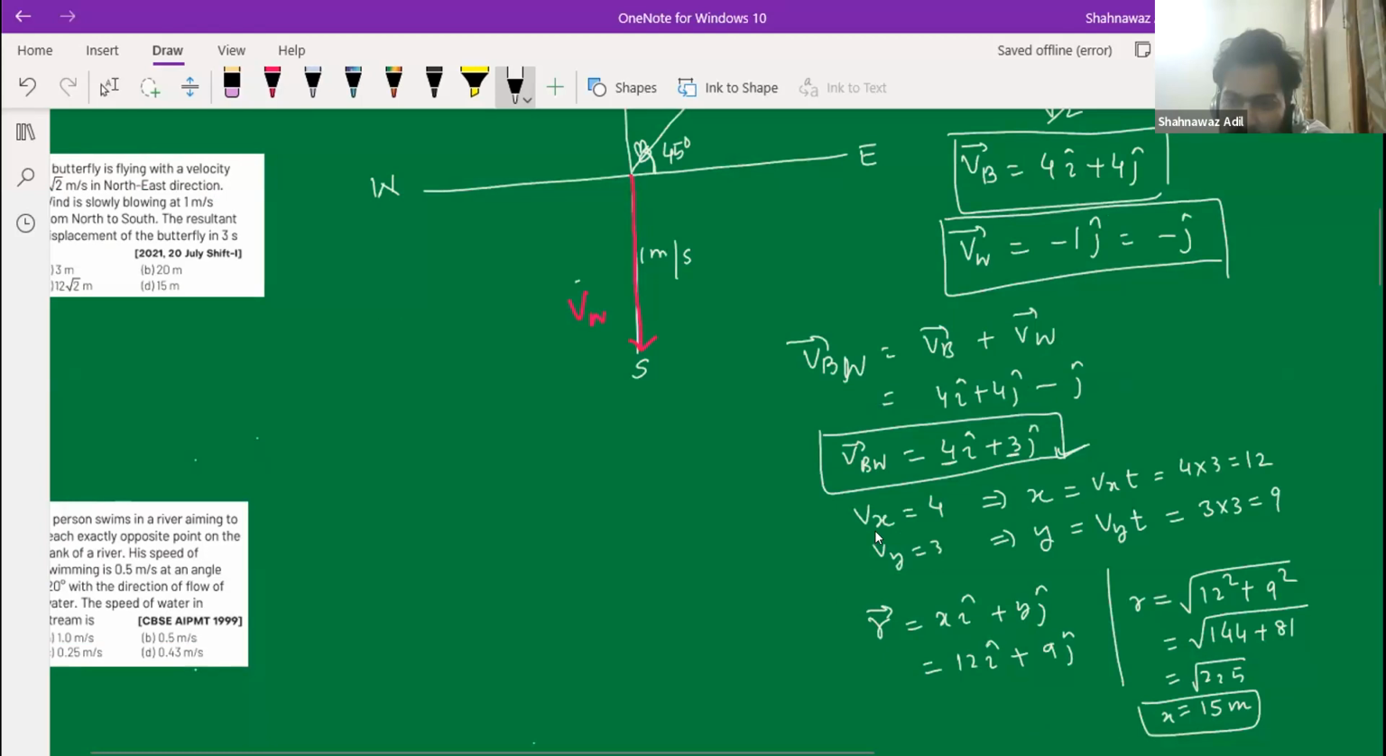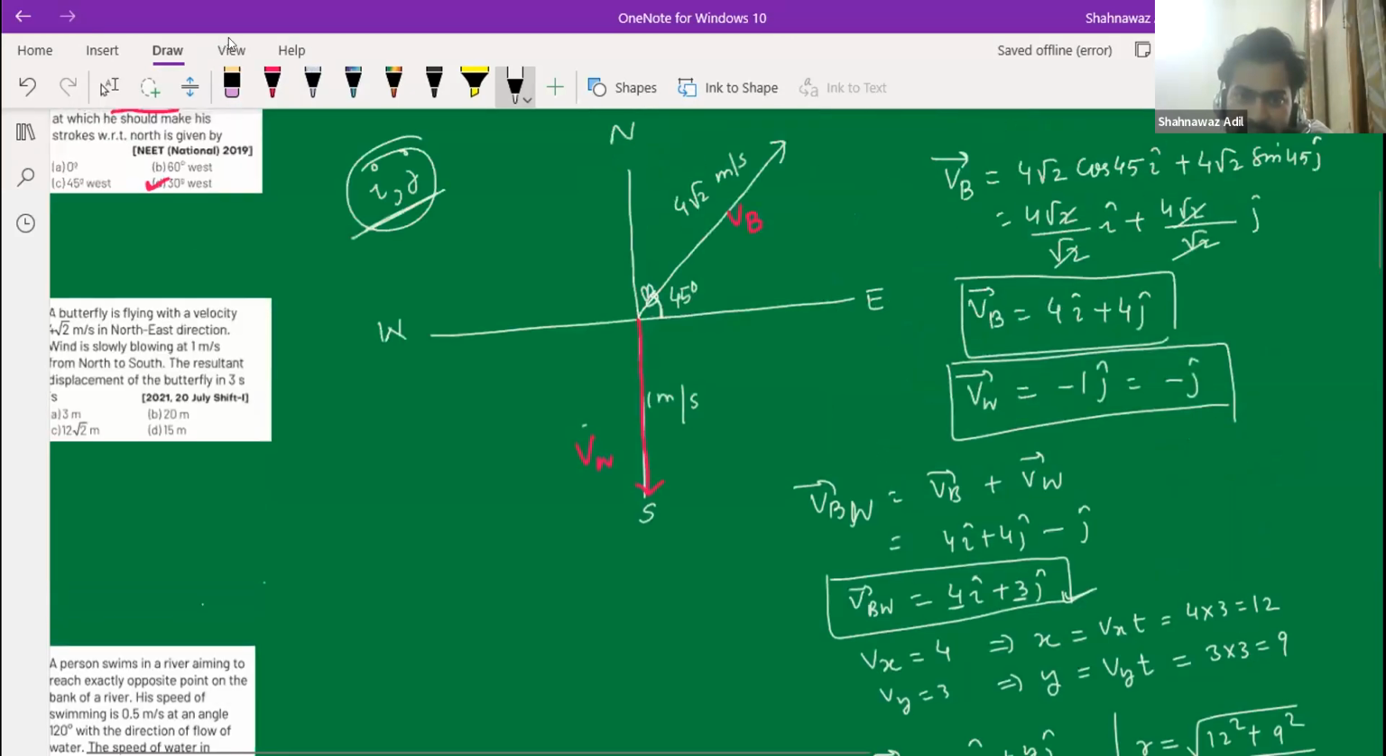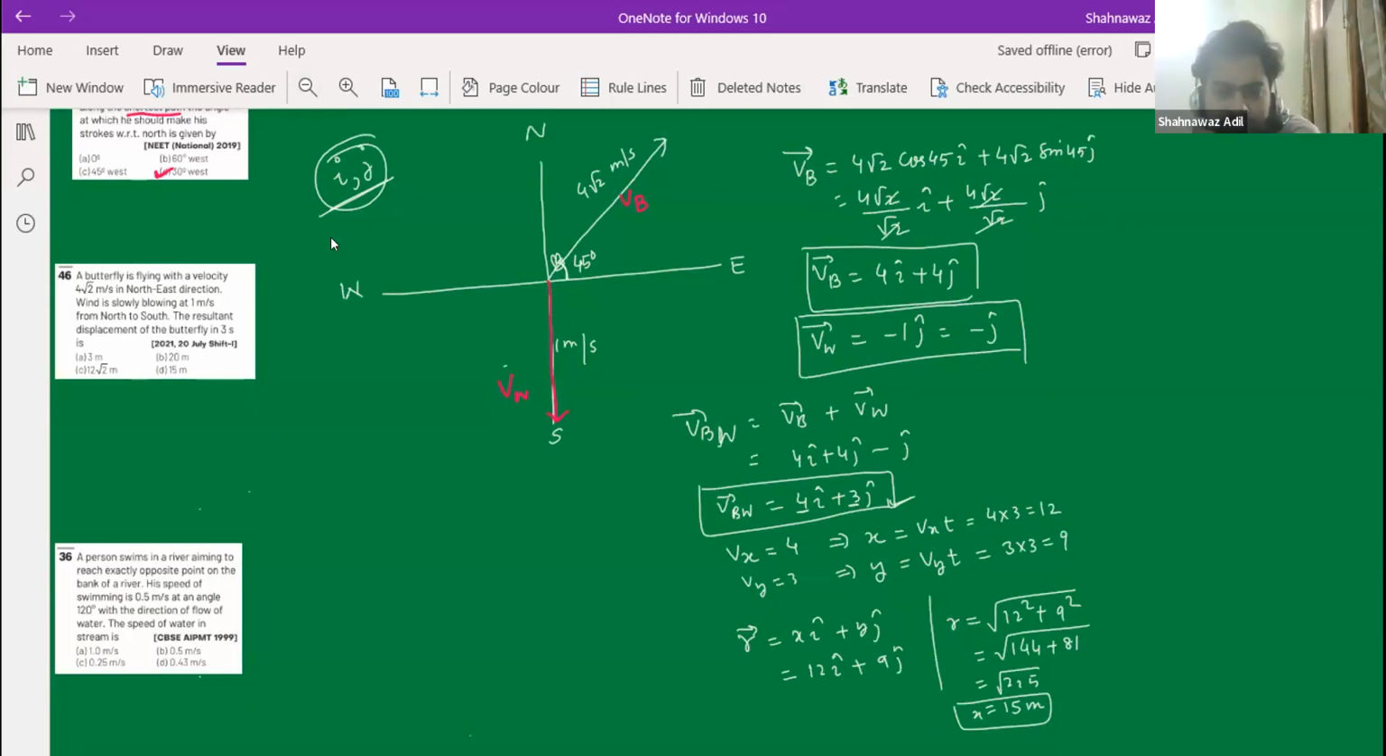So x component will contribute to x direction distance. Y component will contribute to y direction distance. And then we just find out the positions in x and y, and then we just take the magnitude. So then we'll get the displacement, right? Is it clear, guys? If it is clear, then please note it down, and then we'll do the next question.